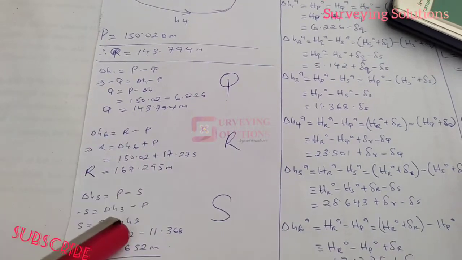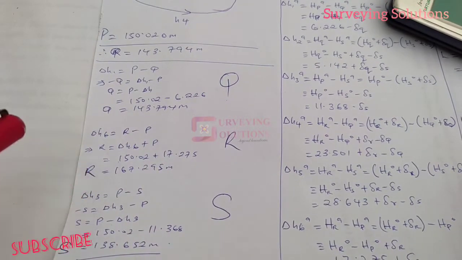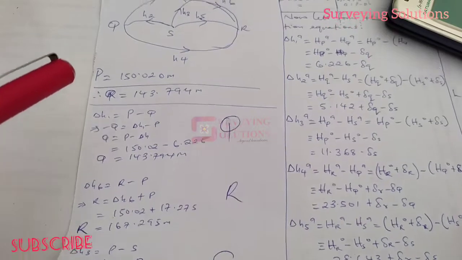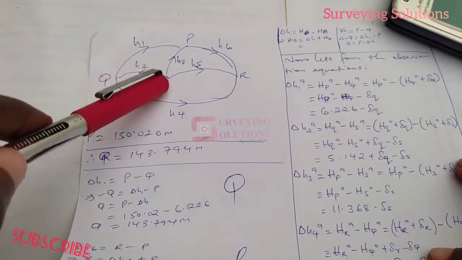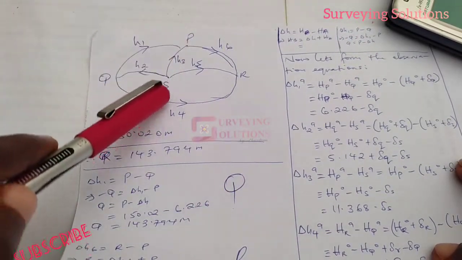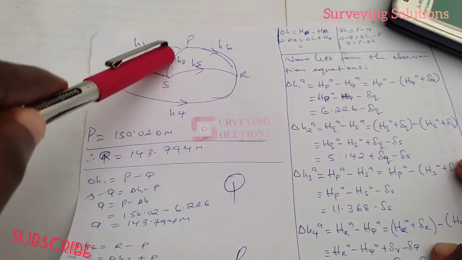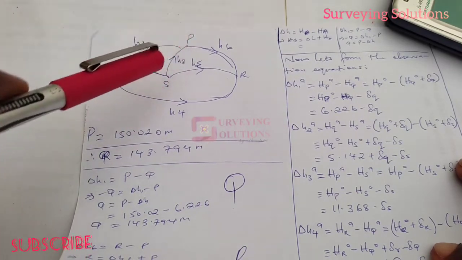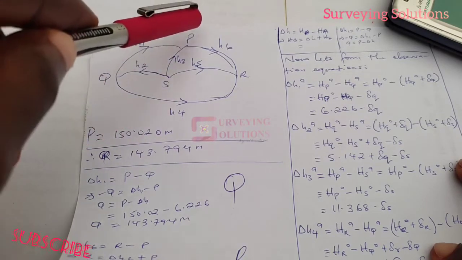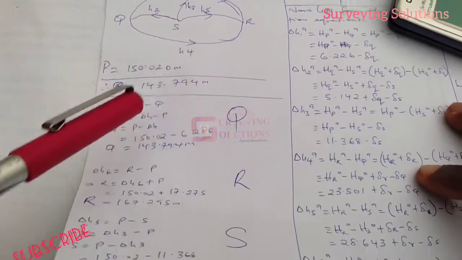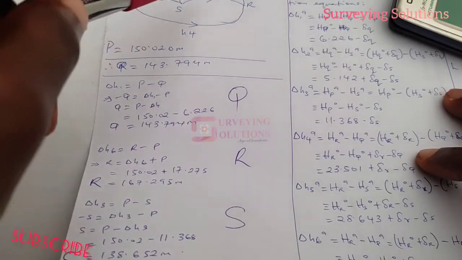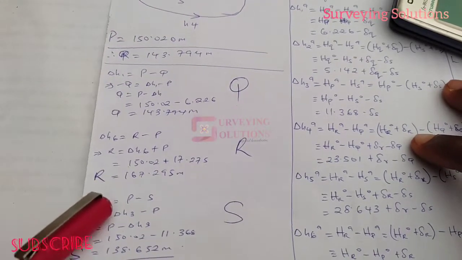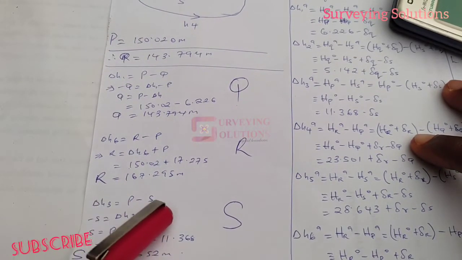Same thing happens to S. What is the relationship between S and P? Let's check it out. Now the relationship between S and P is this line, which is change in h3. So if you look at it closely, you see that it is going towards P, which means we are coming from P to S in this case. So it will be P minus S, right? Good. So we now have change in h3 will be equal to P minus S, right?